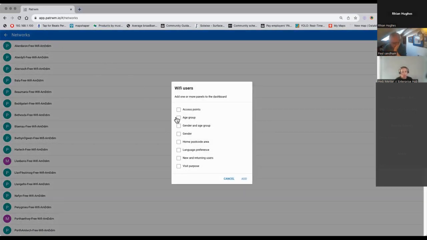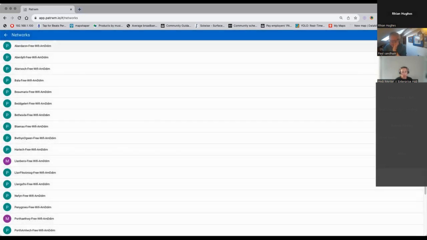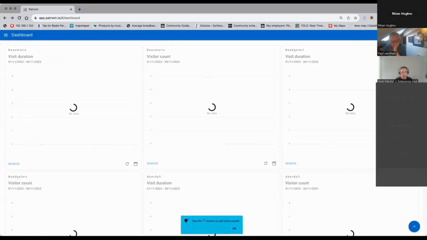We've got the ability to look at the gender and age group of people who've completed the Wi-Fi service, where they've come from, the language preference, whether they've been before, and the purpose of their visit. What we can also do on this and any other of these things is filter them. We could just look at systems that use Plasma Cloud, or systems that use Meraki, two different systems. So that's the qualitative data.